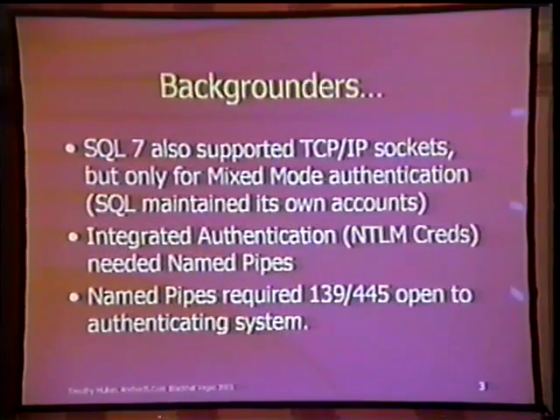SQL 7 supported IP sockets, and it supported encryption, it supported its own authentication, but when it came down to using the recommended method of authentication for SQL Server, you needed to use name pipes for that, right? Which means you had to have 139 open from your client to the server in order to authenticate like that, or tunneled in somehow.